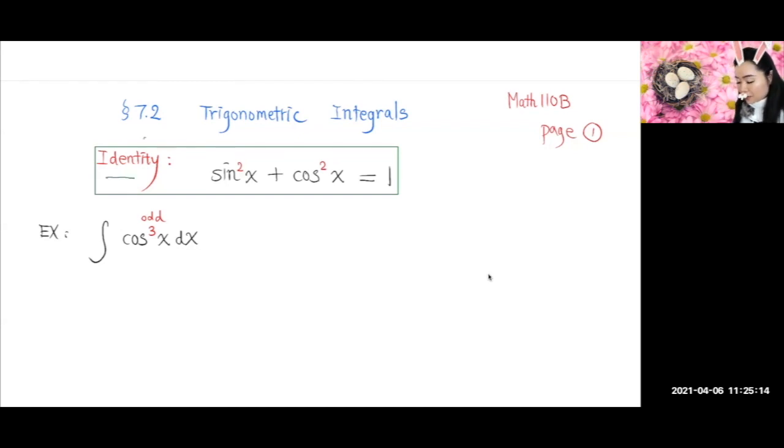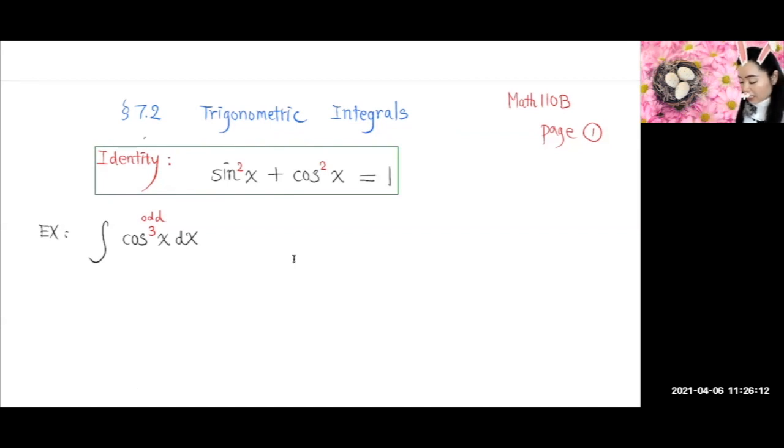First of all, remember this trig identity, right? Sine square x plus cosine square x equal to 1. Okay. So to do trigonometric integrals, let's first remember this identity. Sine square x plus cosine square x equal to 1. And keep this in mind. That's going to help us to do trig integrals.